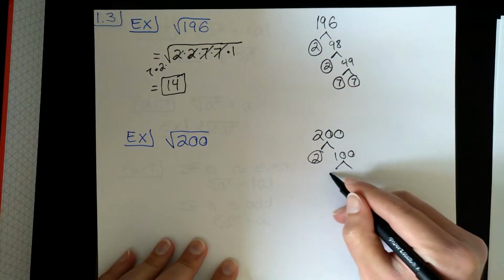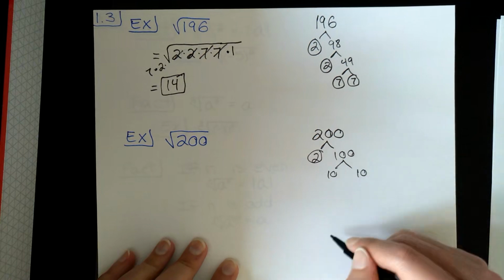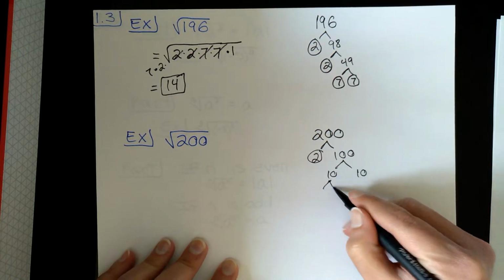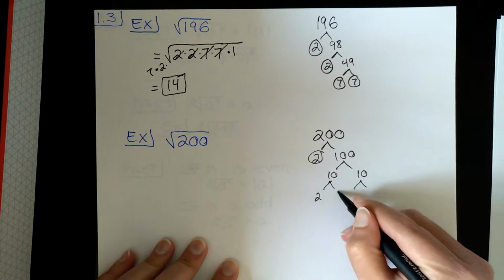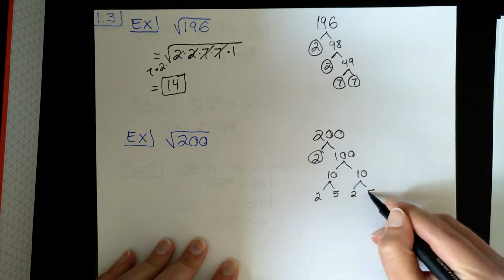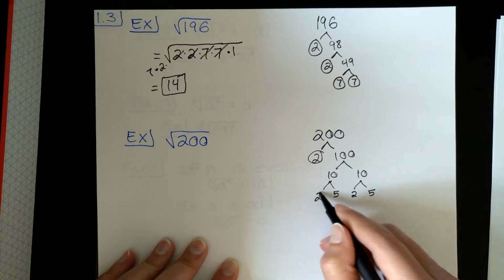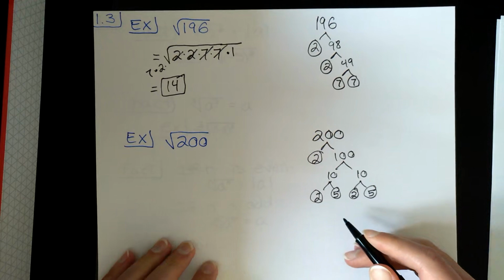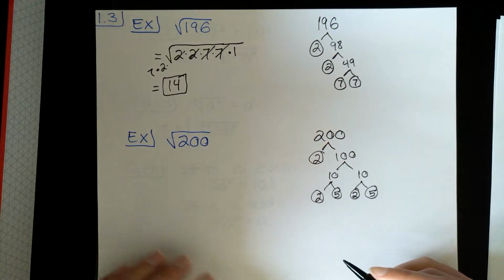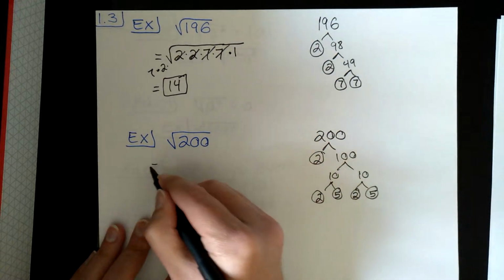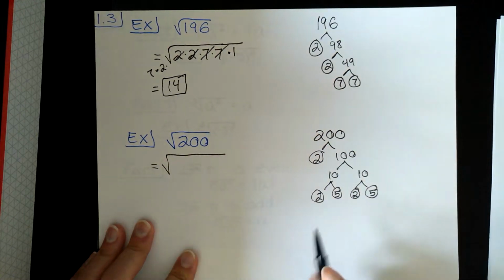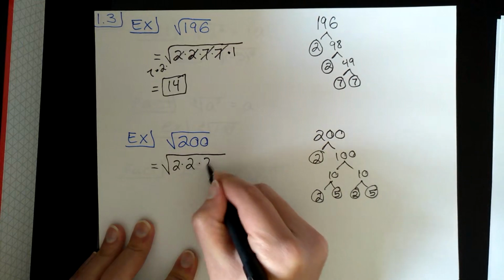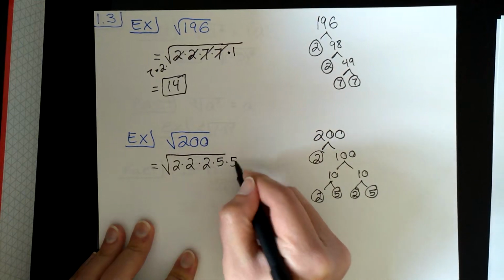100 will break up into 10 times 10. Neither of these are prime, so we'll continue. 10 will break up into 2 times 5. 2 and 5 are both prime, so we will circle all 4 of them, which gives us the square root of 200 is the same thing as the square root of 2 times 2 times 2 times 5 times 5.